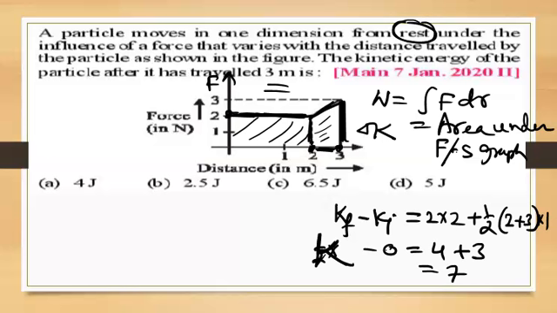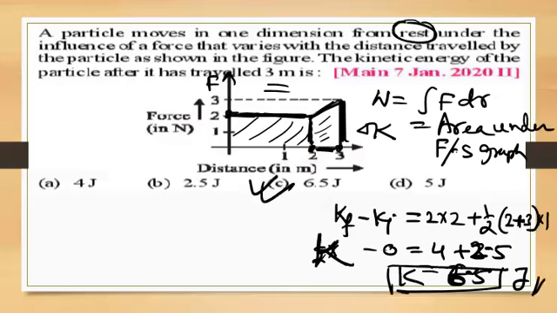That is this part is actually half into base into altitude, no? So that is 2. Okay, 2 plus 3 plus 2, 5, 5 by 2, 2.5, 2.5. So answer is 6.5. So kinetic energy is what? 6.5 joule. So out of the 4 options, C option is correct.